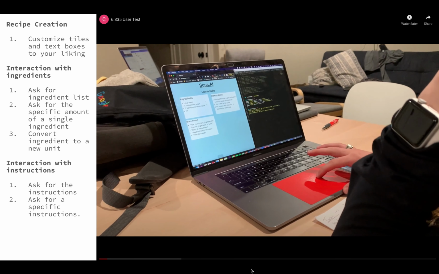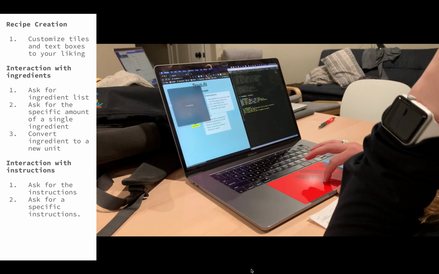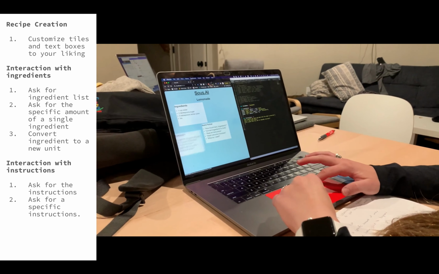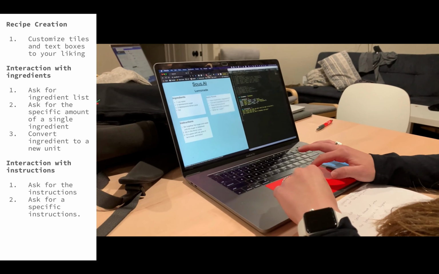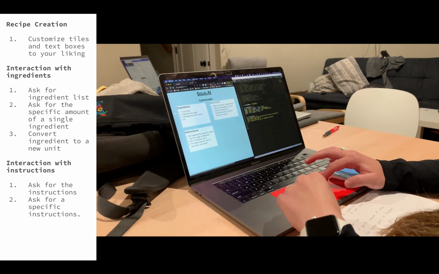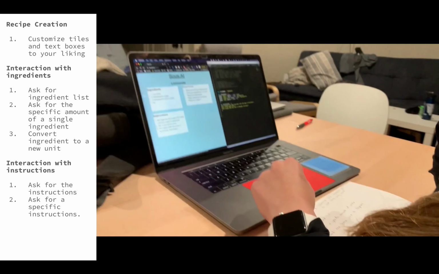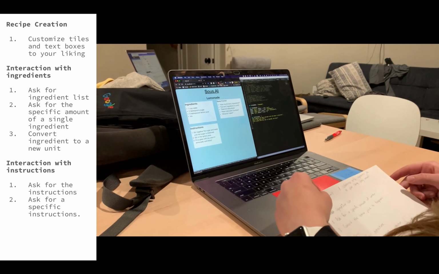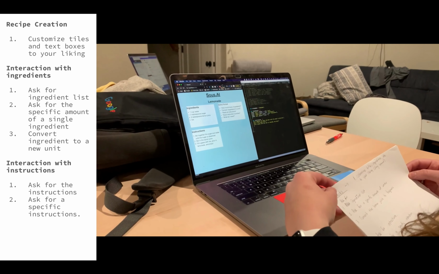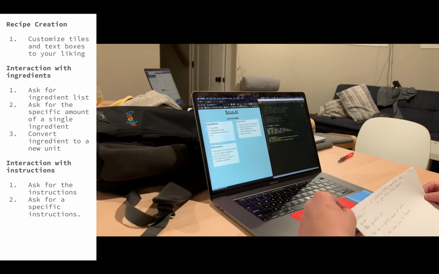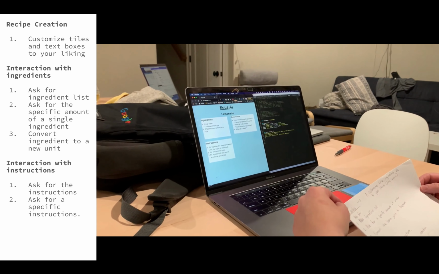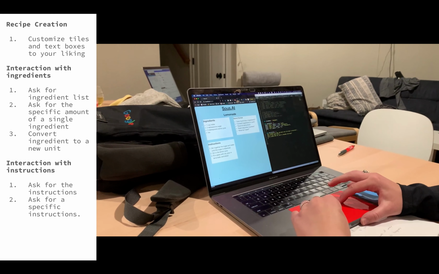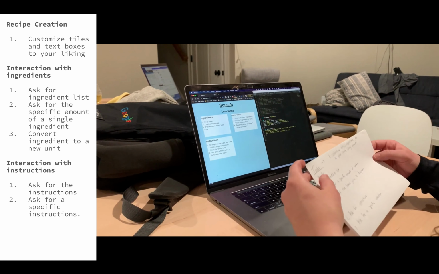All right, here we are at our user test for my Suda AI system, which is essentially a kitchen assistant. So here we have my tester completing a list of tasks that I'll put on the PowerPoint. So the first task is just customizing the different widgets and putting them where she wants them. That was already done at the beginning of the video. She was playing around with it.